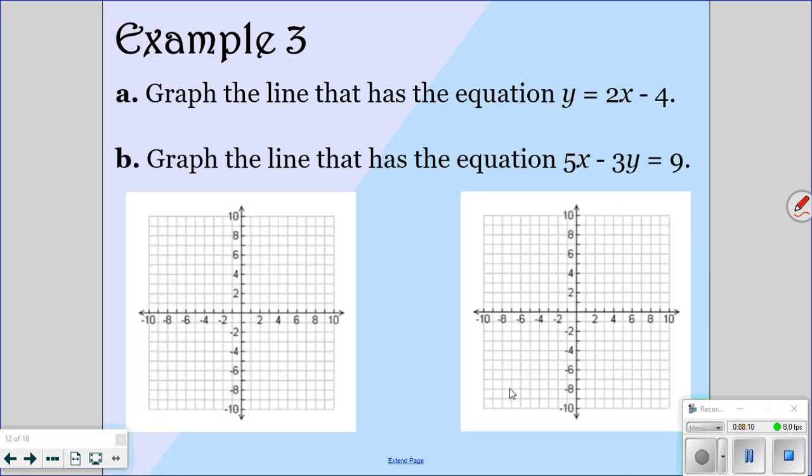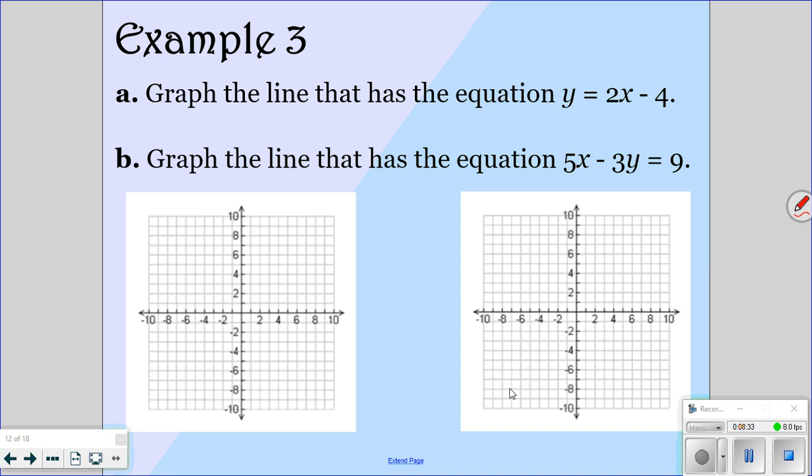So let's look at this example. We want to graph the line that has the equation y equals 2x minus 4. So there should be some graphs up at the top, at the front of the classroom on that table by the door, or you can use some of your graph paper, whichever one you would like to do. So we're going to graph the line.